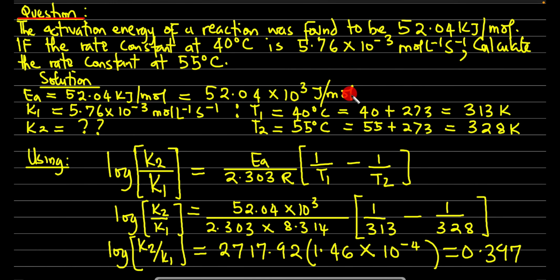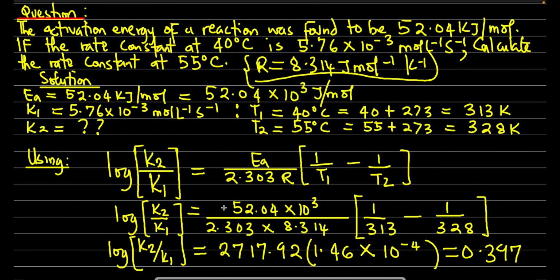Because our R is always, note that R is always 8.314 joules per mole per Kelvin. So this is the value for the R.